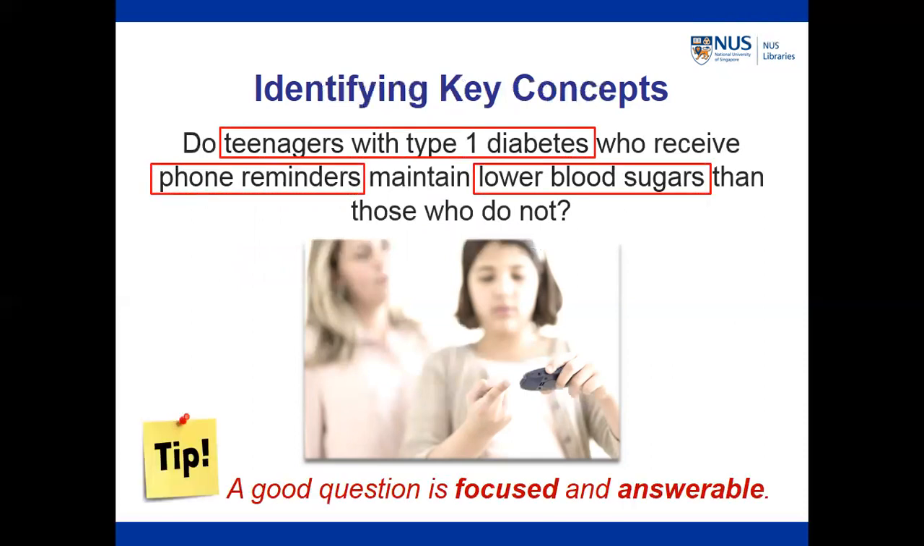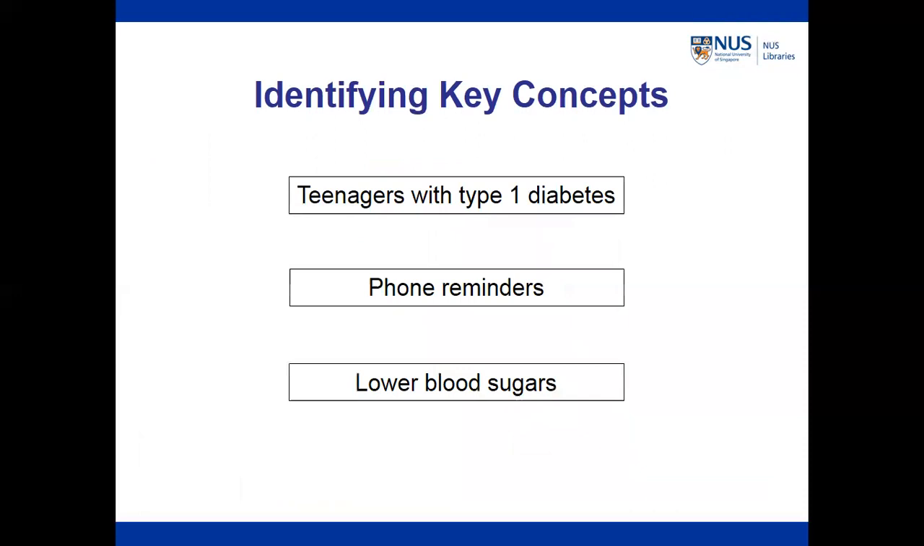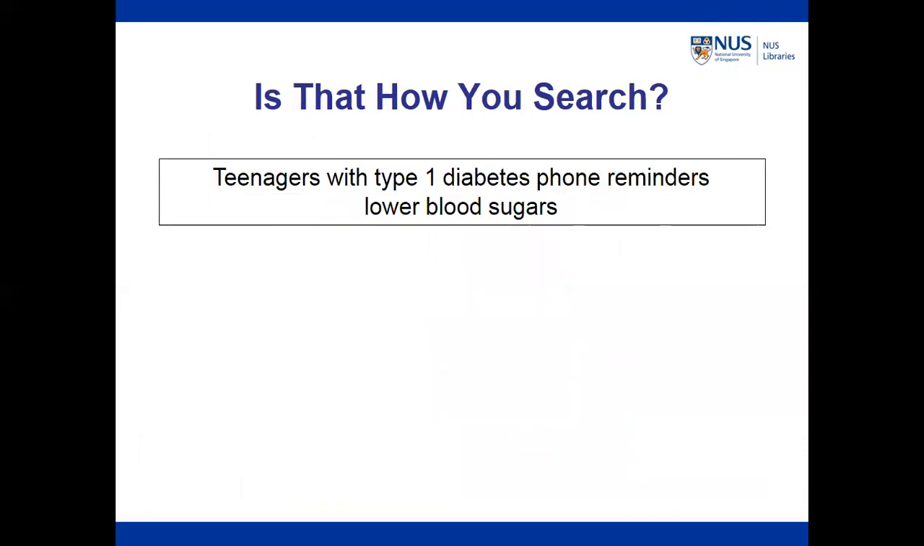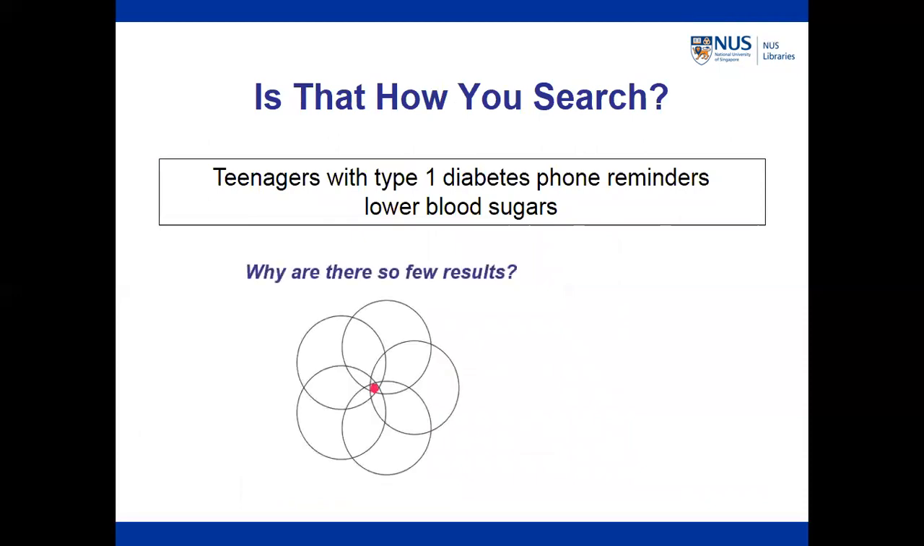Formulating the questions is the important part of conducting a literature search. Once you have a good question in a focused and answerable method, the key concepts can be found easily. What do you do next? Is this how you search? Here are the problems with the search. Too few results are being found, and those results could be biased.